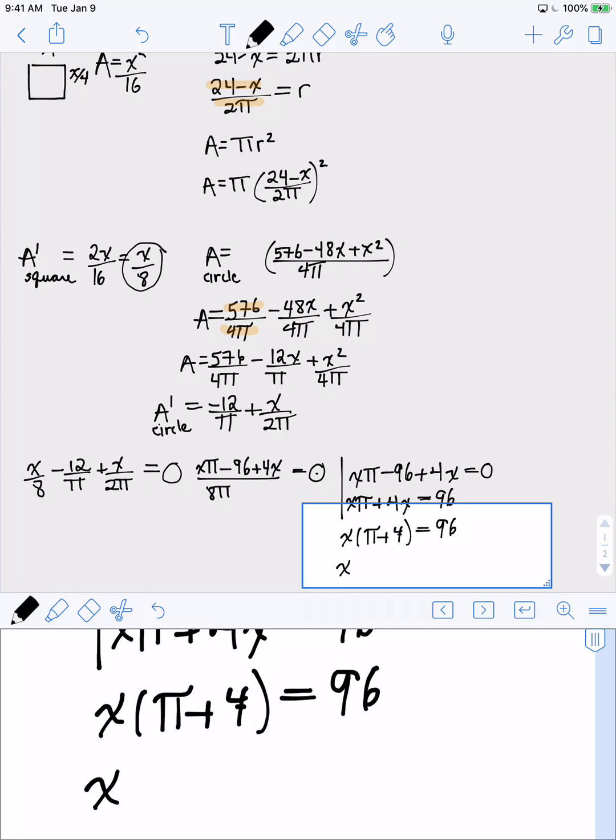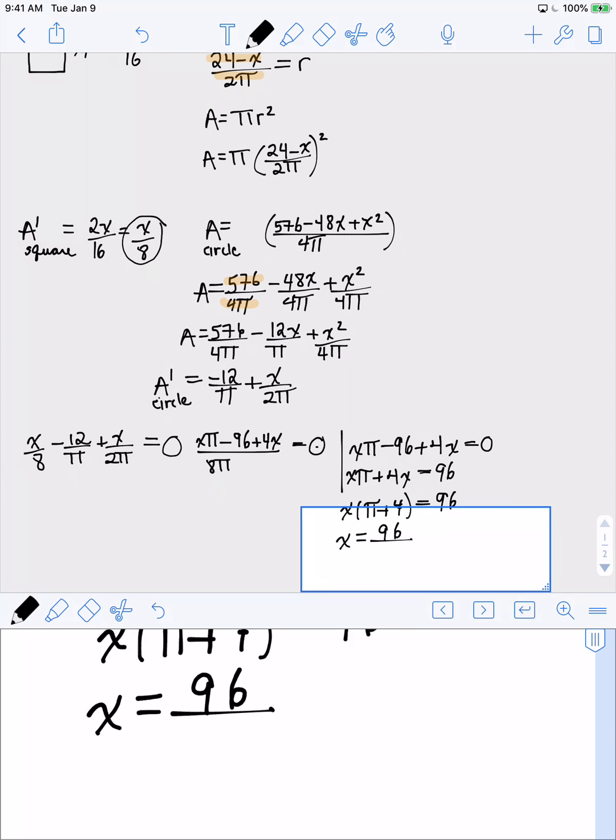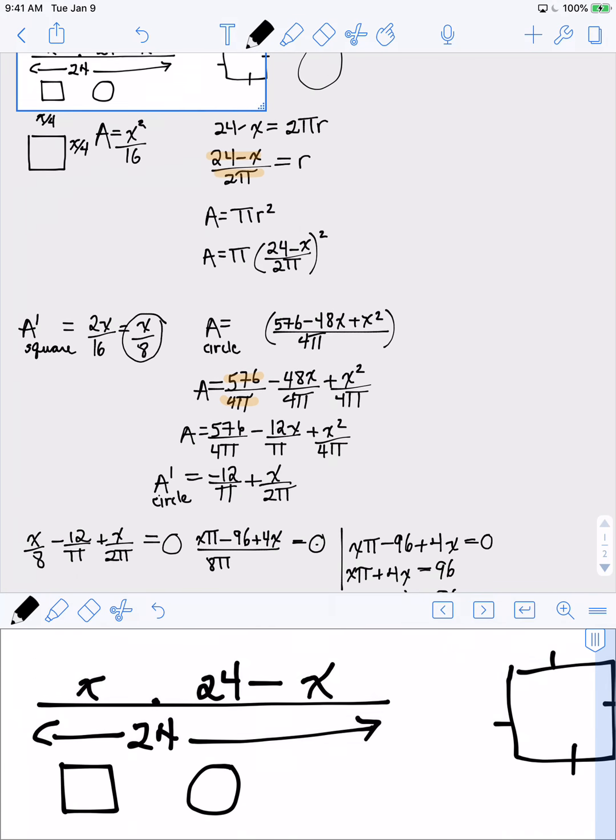And x equals 96 over pi plus 4. So that is the length of x. And here, let me get my calculator out. So my wire is 24 inches long. And let's see, 96 divided by pi plus 4. And that equals 13.44 inches.